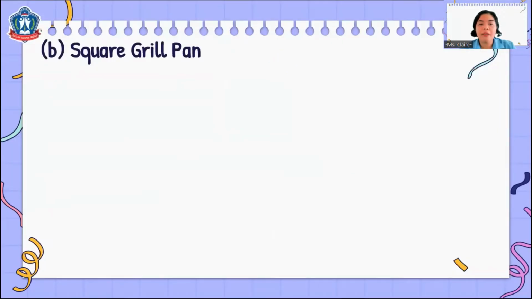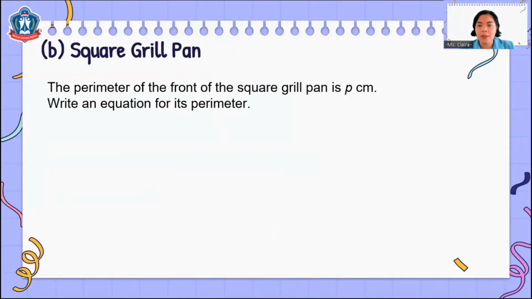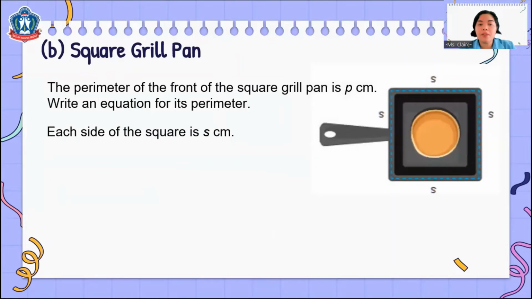Another, I have here a square grill pan, this one. The perimeter of the front of the square grill pan is P centimeters. Let's write an equation for its perimeter. Each side of the square is S centimeters. A square has 4 sides, so we will add S plus S plus S plus S. That is how to find the perimeter of a square. Or you can simply say P is equal to 4S.